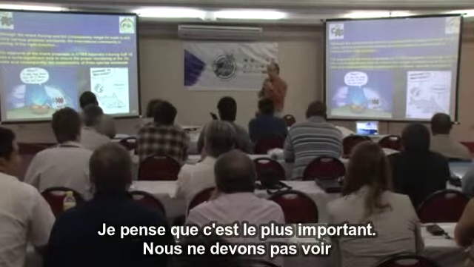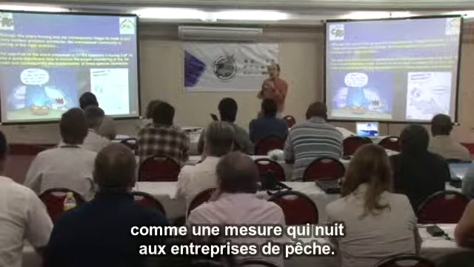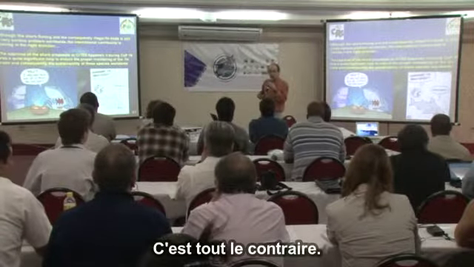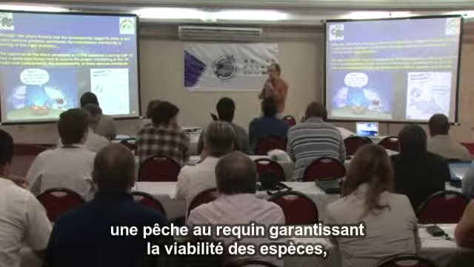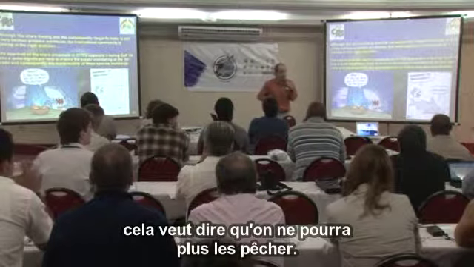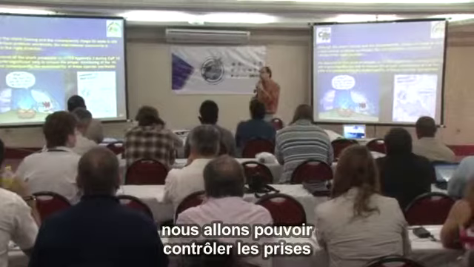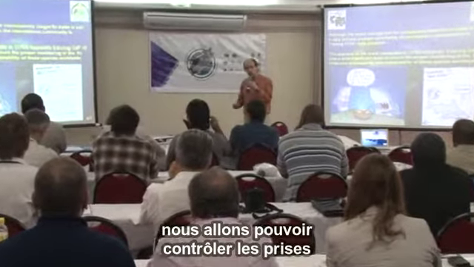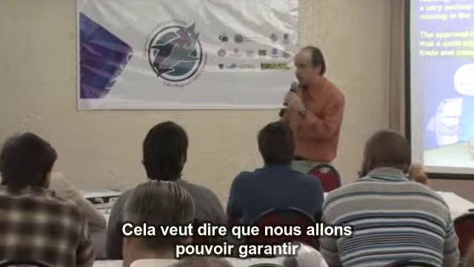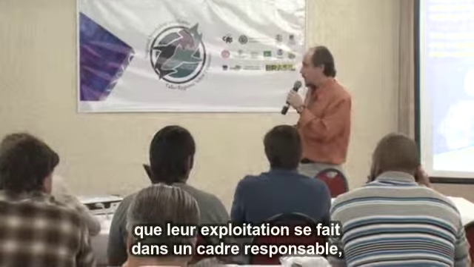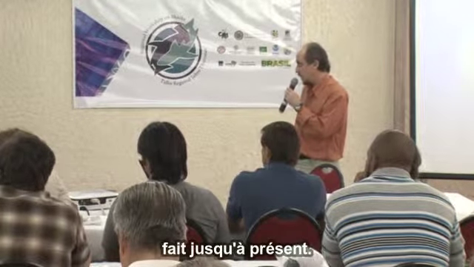I think that's the most important thing we should think. The inclusion of those shark species in Appendix 2 is not against fisheries, much on the contrary. It's to help fishery, because if we can't ensure the sustainability of the fishery of these shark species, it means we won't be able to fish them anymore. But since they are included in CITES Appendix 2, now we will be able to monitor their catches in a much more efficient manner, that means that we will be able to ensure the sustainability of their exploitation in a much more adequate manner than we have done so far.